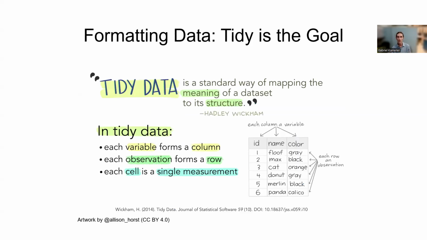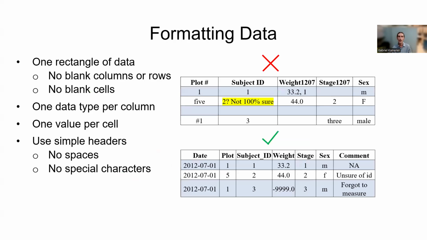I'm going to shift gears and get to formatting data. And so tidy is the goal. Basically, we want to have each variable forming its own column, and each observation should be its own row. Each cell should have just a single value in it, single measurement. And so what you basically want to have in a tabular data file is one rectangle of data with no blank columns or rows and no blank cells. And you want to have one data type per column, one value per cell, and you want to use simple headers with no spaces and no special characters.